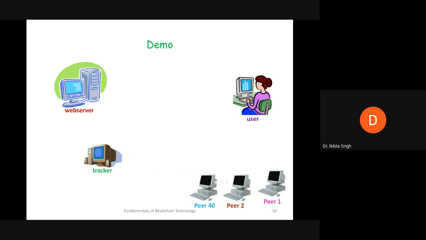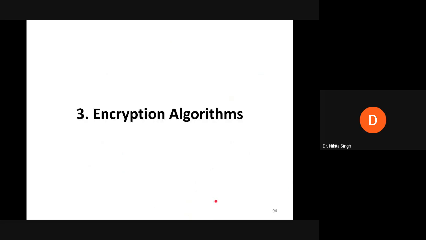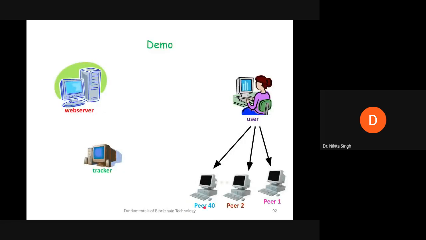So the user is getting the list of 50 different peers from the tracker, and it is up to the user to identify which of these 50 peers it will connect to in order to get the file. So it decides that, okay, it will contact peer 1, peer 2, some other peers in between, and up to peer 40 for getting the file. So this is all about the BitTorrent peer-to-peer network. We have completed this BitTorrent network.